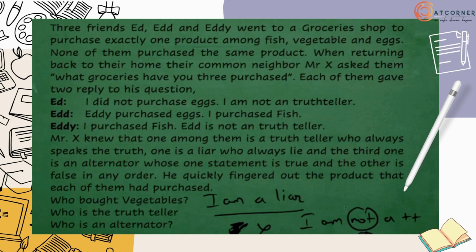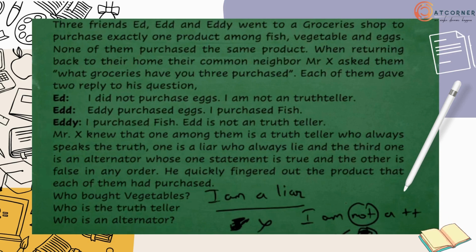So here there is a question. Three friends, Ed and Eddie, went to a grocery shop to purchase exactly one product among fish, vegetable, and eggs. None of them purchased the same product. When returning back to their home, their common neighbor, Mr. X, asked them, "What grocery have you three purchased?" Each of them gave two replies to this question. Now Mr. X knew that one among them is a truth teller, one is a liar, and one is an alternator. And we have certain questions: who bought vegetable, who is a truth teller, who is an alternator.